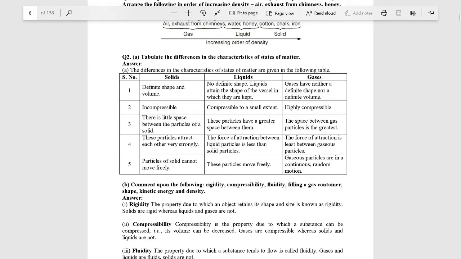No definite shape. Liquids retain the shape of the vessel in which they are kept. Compressible to a small extent. These particles have a greater space between them. The force of attraction between liquid particles is less than solid particles. These particles move freely. These are the gas properties. Gases have neither a definite shape nor a definite volume. Highly compressible. The space between gas particles is the greatest. The force of attraction is least between gaseous particles. Gaseous particles are in continuous random motion.